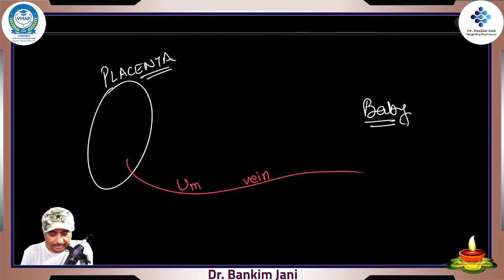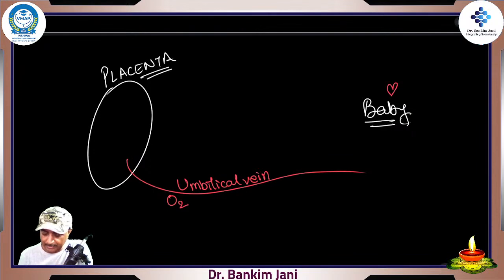So we'll call it umbilical vein, correct? So this is going towards the heart of the baby, right? So baby's heart, it is going towards baby's heart. So that's why it is a vein. Because it is carrying oxygen, that's why it is red. So this was the reason why we said that there is one exception.